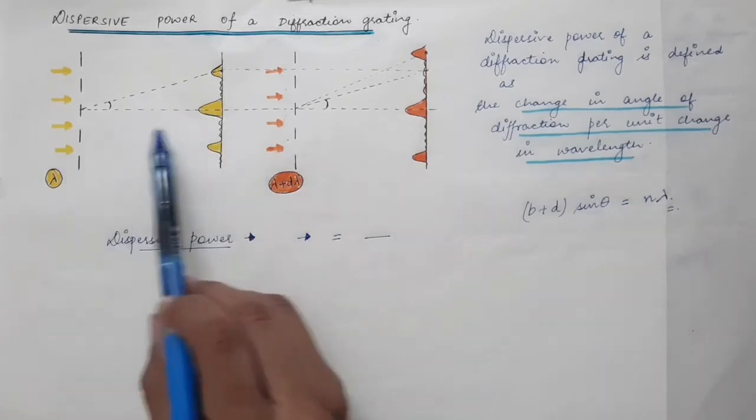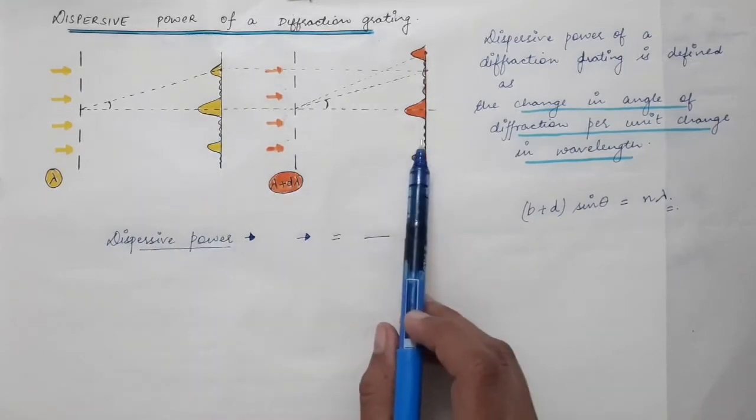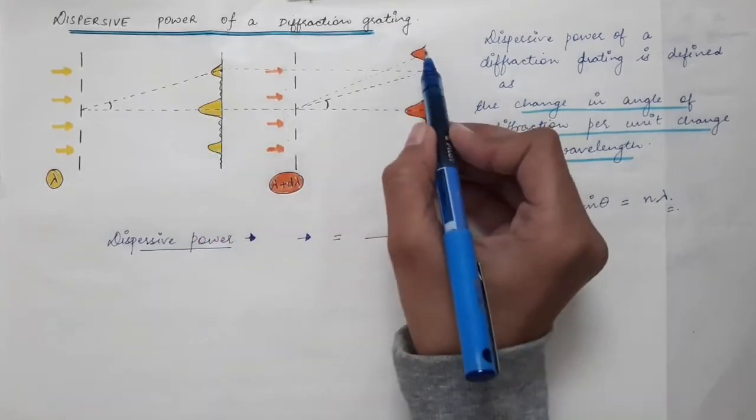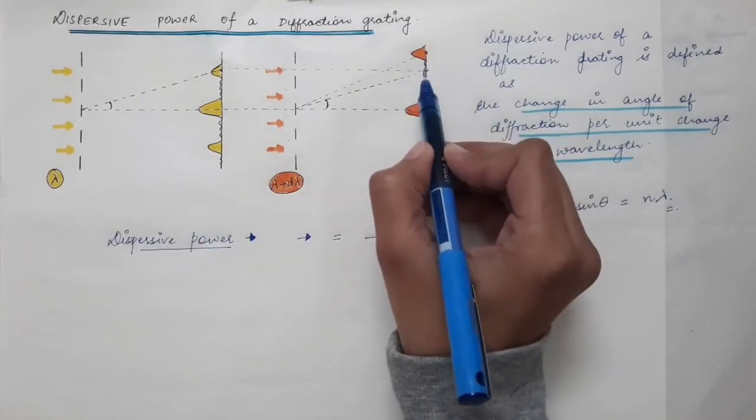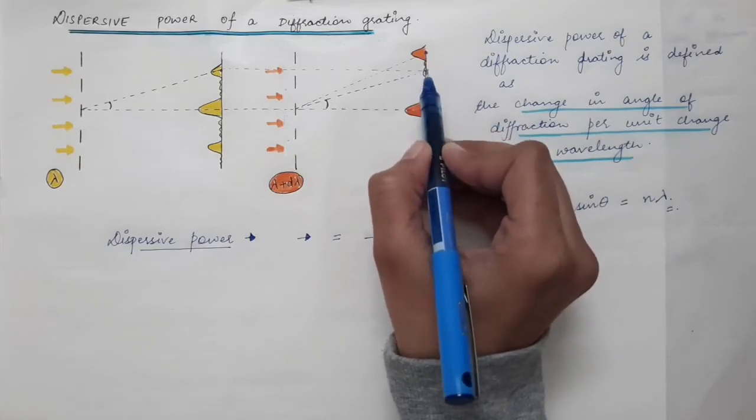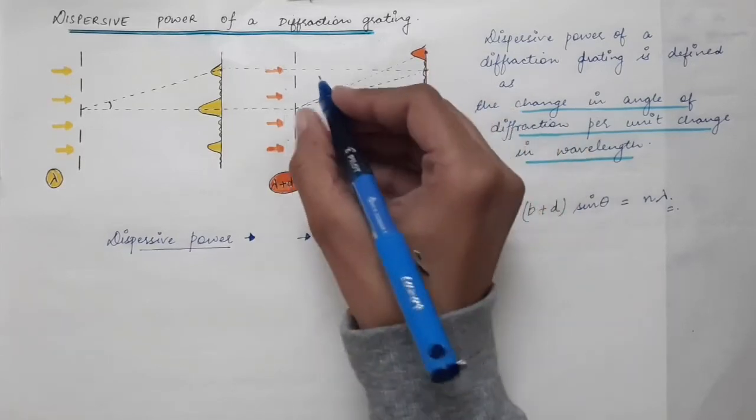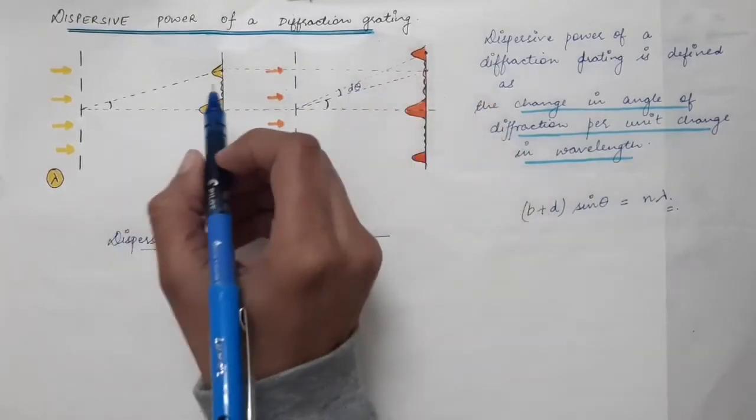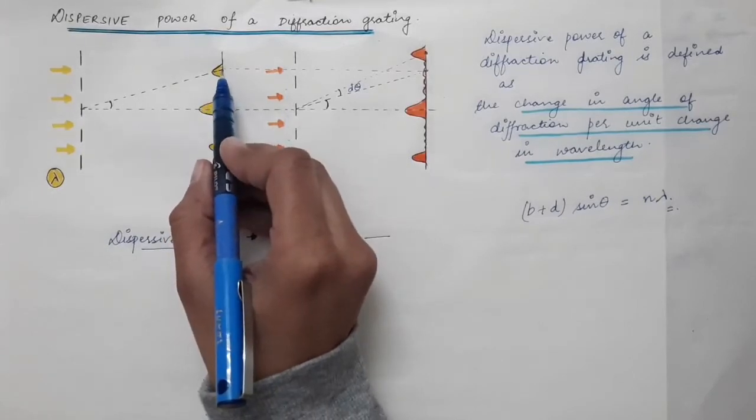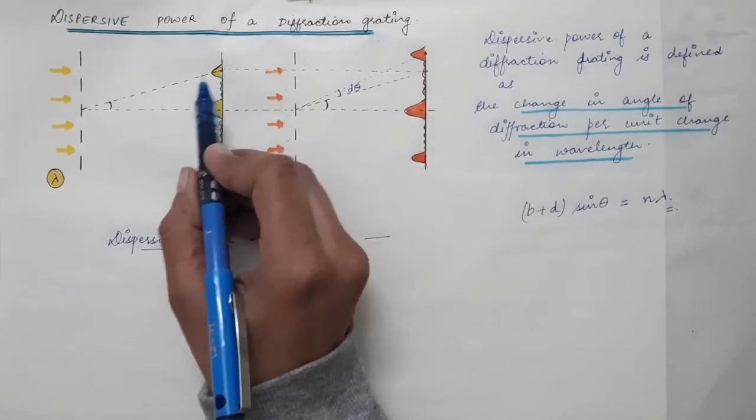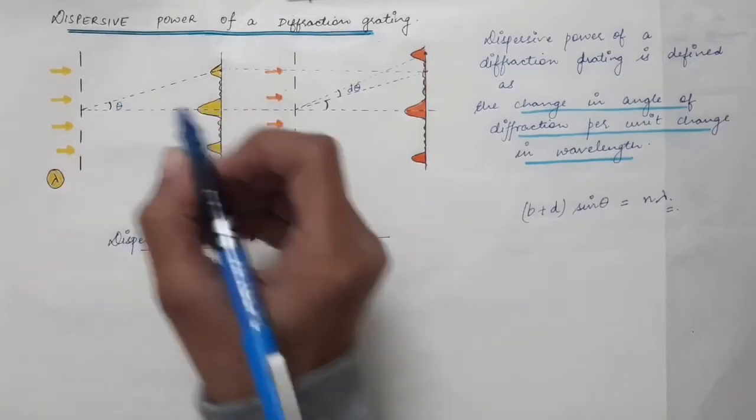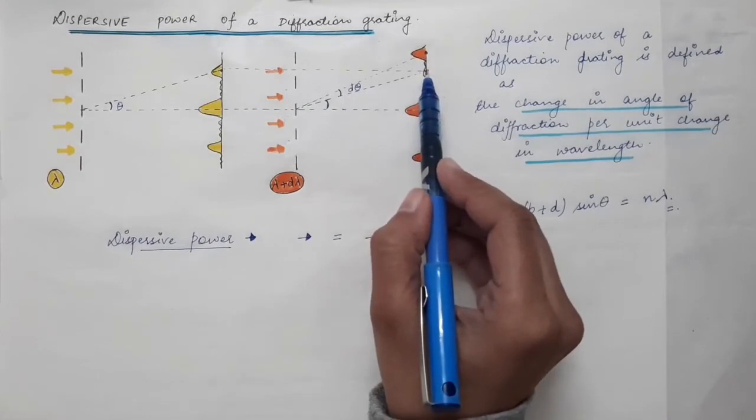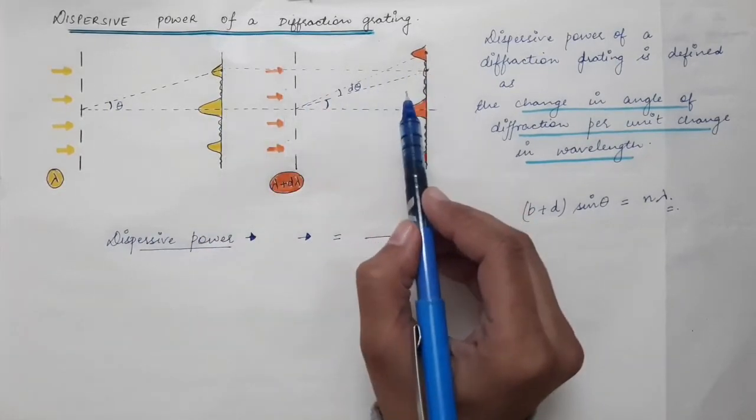Here I have shown the case of a yellow light, and here I have shown the same case for the orange light. The central maxima is obtained at the same point, but the principal maxima you can see is shifted by a small amount. And what is the shift? That is equal to d theta. So this small angle is equal to d theta. For the case of yellow light, the first principal maxima has an angle of diffraction equal to theta. This point I have drawn on the second diffraction pattern, so this is the corresponding point on the second diffraction pattern.